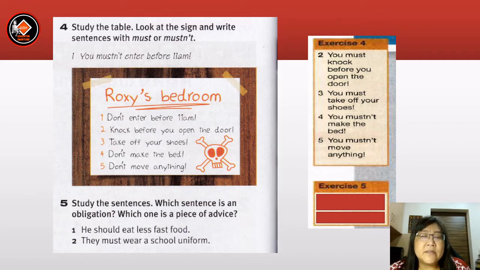Now study the sentences. Which sentence is an obligation? Which one is a piece of advice? He should eat less fast food. They must wear a school uniform. So, he should eat less fast food is a piece of advice. The second sentence, they must wear a school uniform. This is an obligation.